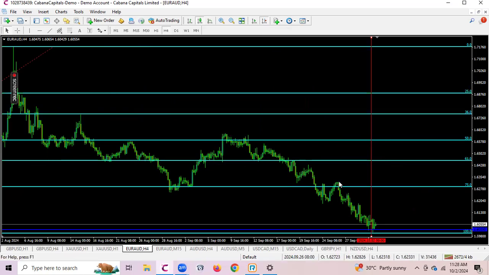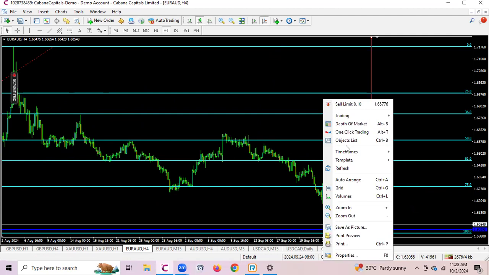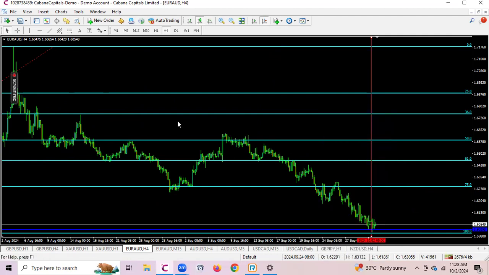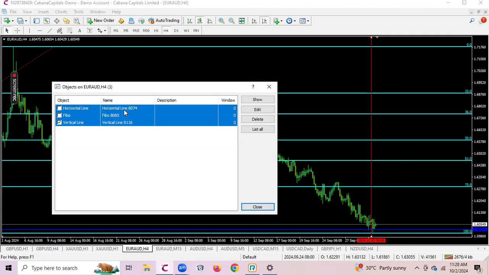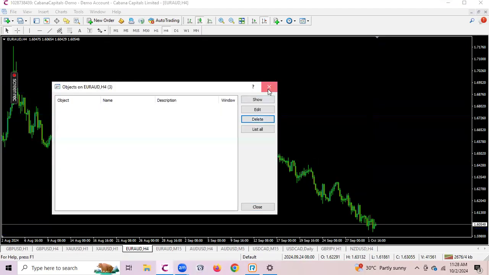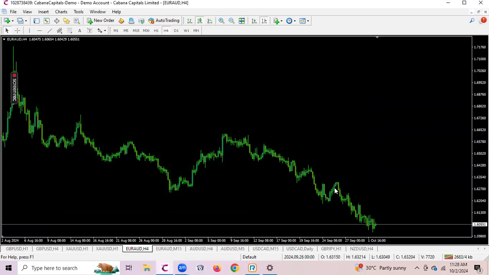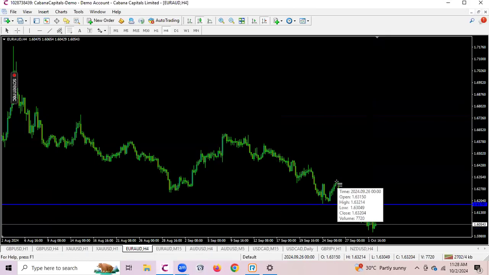This is 4-hour time frame. This is the most recent high, and this is the most recent low. So if you are considering selling, you could just apply your Fibonacci from this swing high. There was a shift in market structure at this point, so this will be the most recent high. You can apply your Fibonacci from this swing high to the swing low.